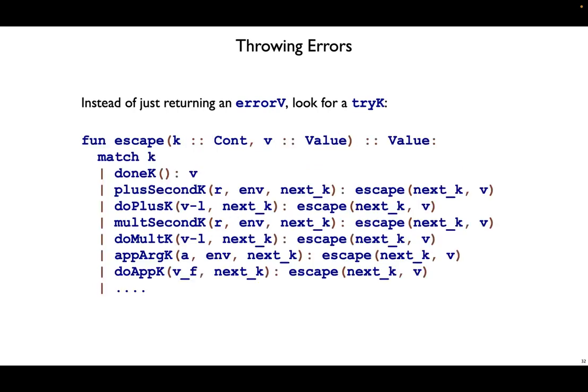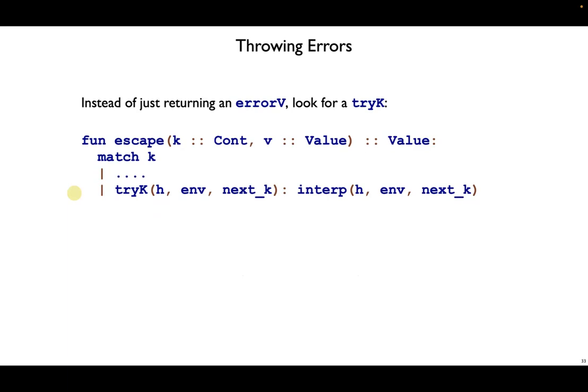Here's the first half of the escape helper function. It takes in a continuation and a value, and it matches on the continuation. If it's a done k, then there's nothing to do, just return the value. If it's anything else that's not a try, then we call escape on the next continuation in the pipeline. We keep moving outward, outward, outward.